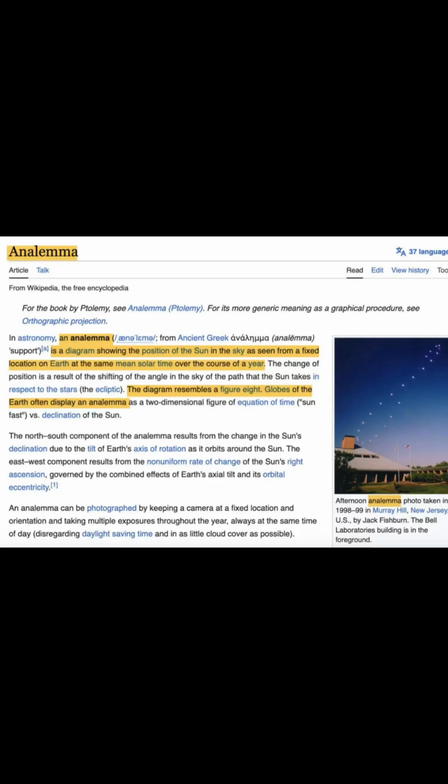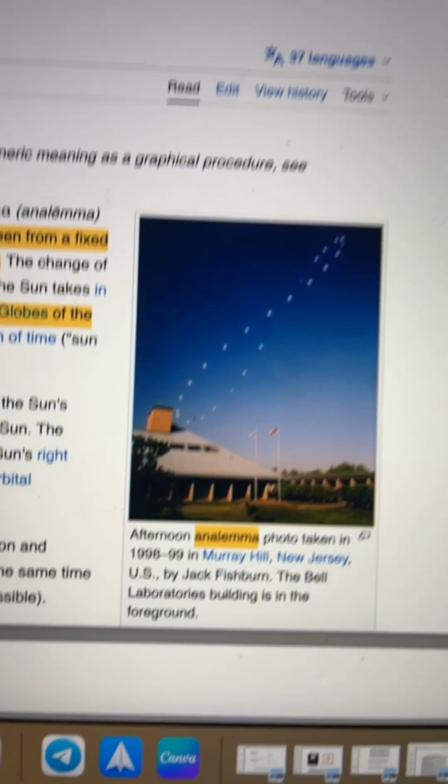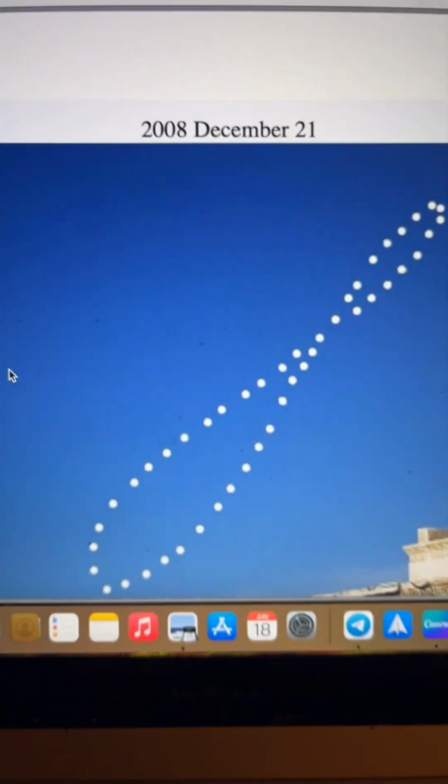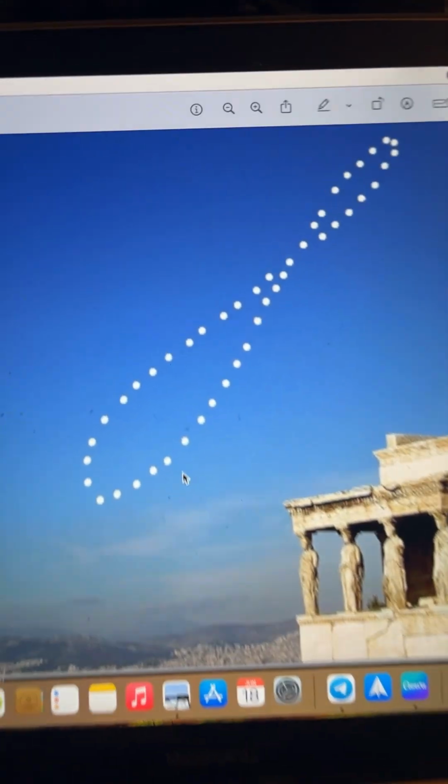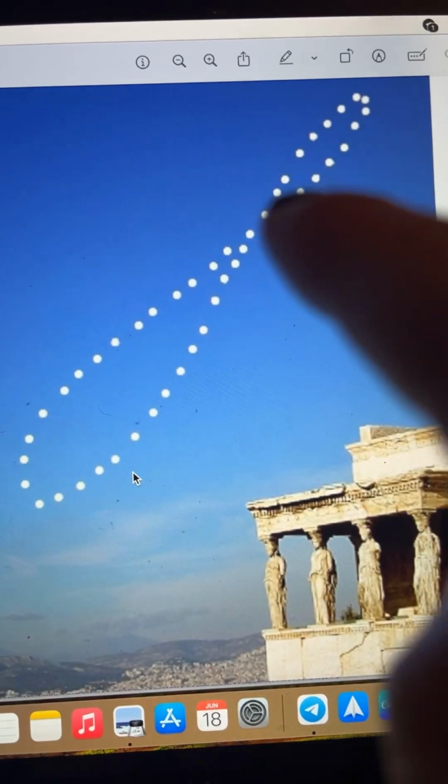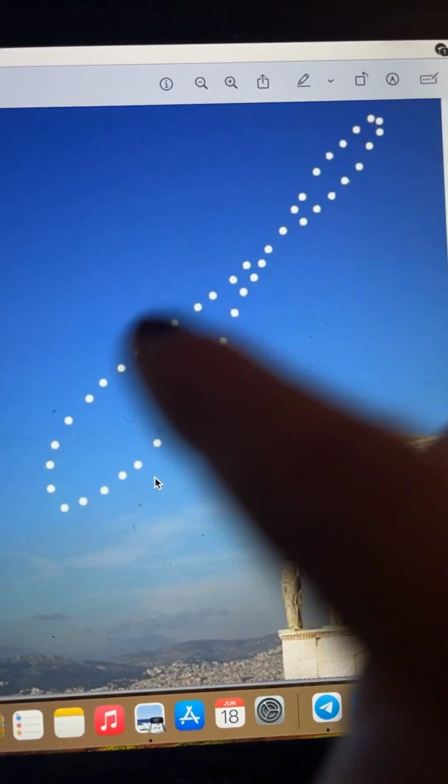And just to reiterate, it's a diagram showing the position of the sun in the sky seen from a fixed point on Earth over the course of a year. It forms a figure eight or resembles it. But I was wondering if we could take this figure eight and map where the seasons are, where the sun is in the sky at these times, right?